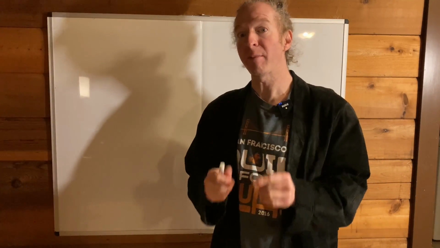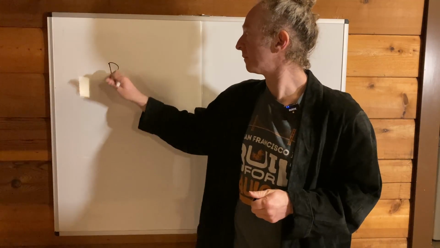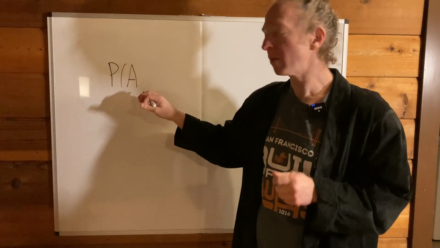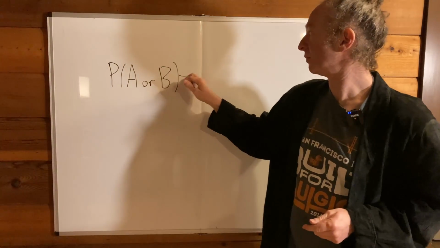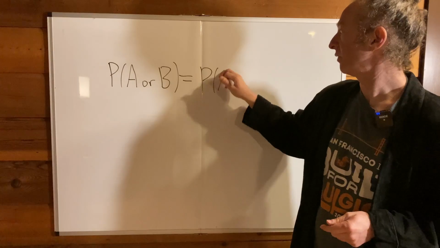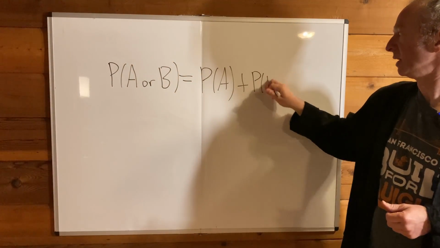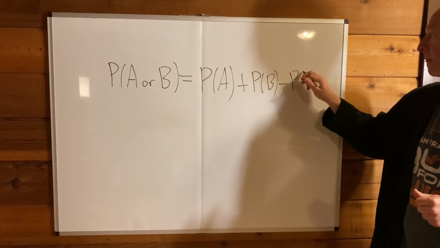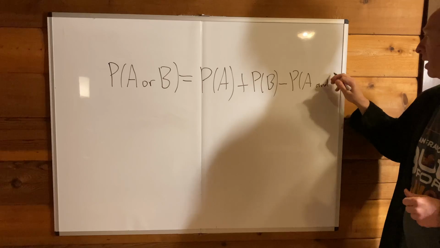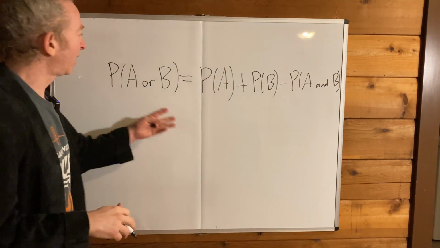Hi, in this video we're going to be talking about the addition rule from probability theory. So the way that works is if you have the probability of A or B, this is equal to the probability of A plus the probability of B minus the probability of A and B. So minus the probability of A and B. So let's go ahead and do a simple example of applying this formula.